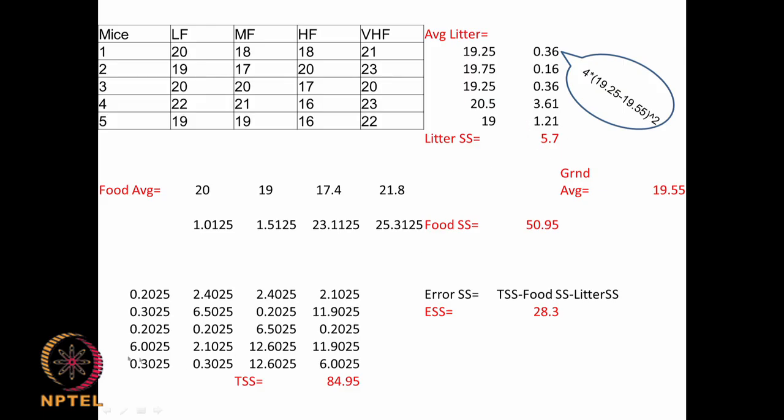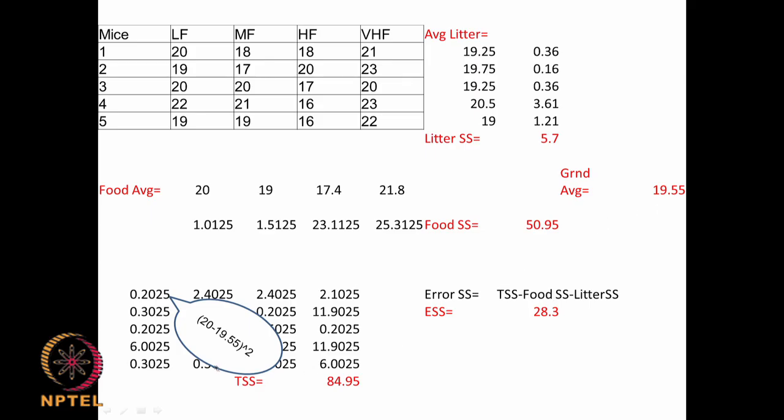How do I calculate the total sum of squares? From the grand average I subtract each one of these terms and square it up: 20 minus 19.55 squared, 19 minus 19.55 squared, 20 minus 19.55 squared, like that. Then add up all the terms, and I will get the total sum of squares. So, we have the food sum of squares, one based on litter, and the total sum of squares. If I subtract the food sum of squares and litter sum of squares from the total, I should get the error sum of squares, which comes to 28.3.